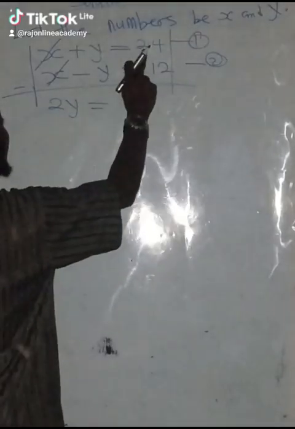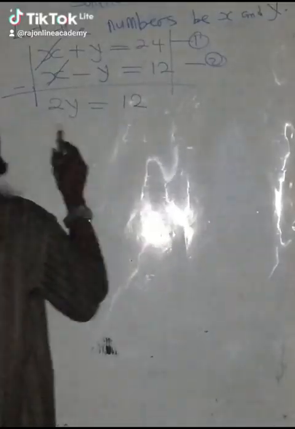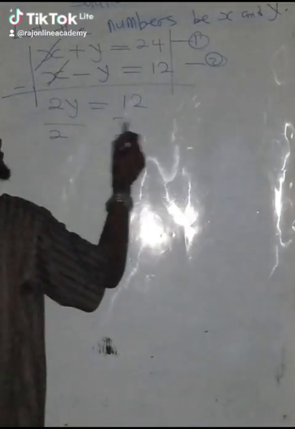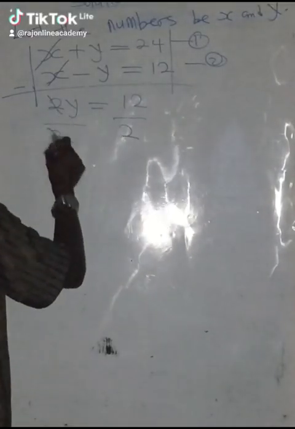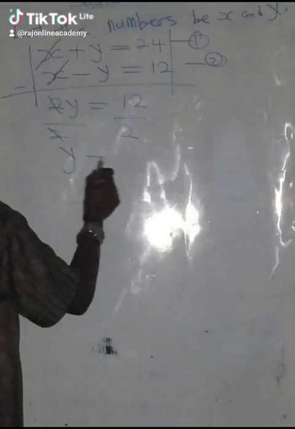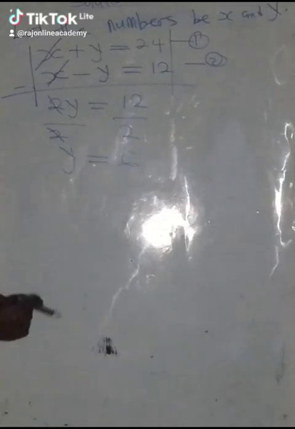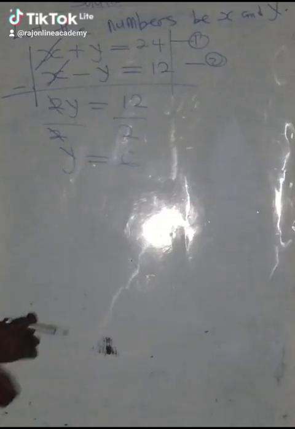So we have positive 2Y equal to 24 minus 12, which is 12. To find the value of Y, we divide both sides by 2, and Y is equal to 6. Now, take a look at the equations. Which one are we to take? Equation 1.